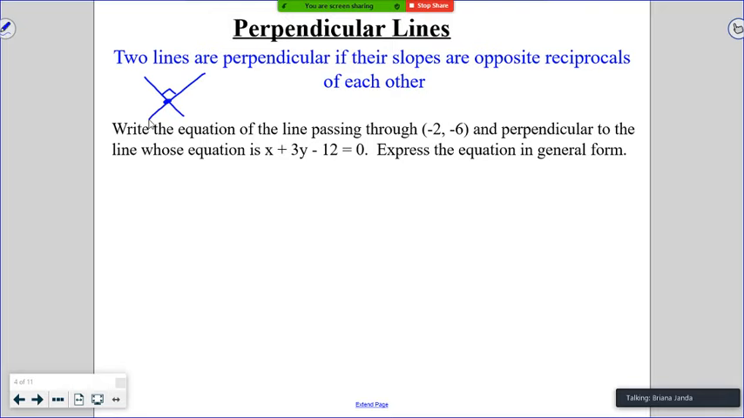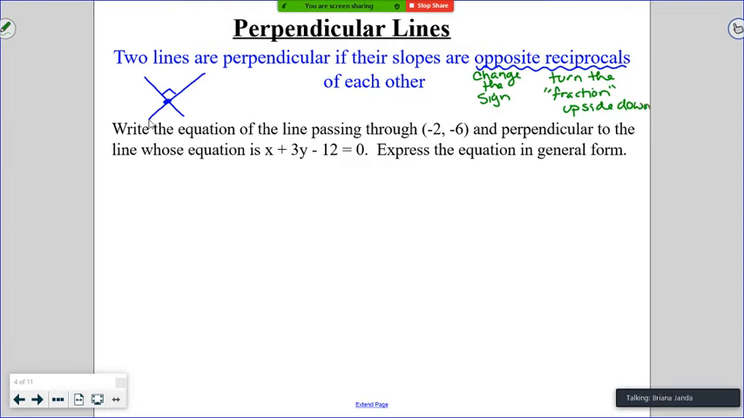In terms of equations, what do we need? We need to know that their slopes are opposite reciprocals of each other. Now, what does opposite reciprocals mean to us? It means that we turn our fraction upside down as the reciprocal part. And the opposite means we change the sign. So change the sign from positive to negative or negative to positive is the opposite part. Reciprocal part means turn the fraction upside down.